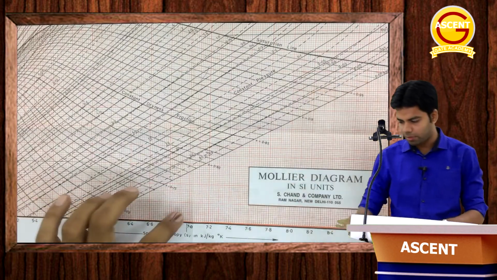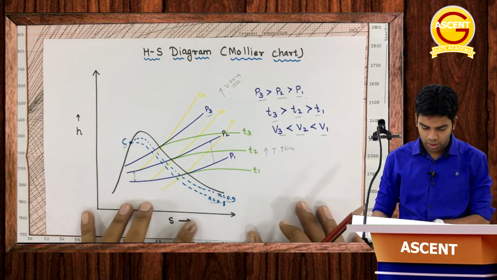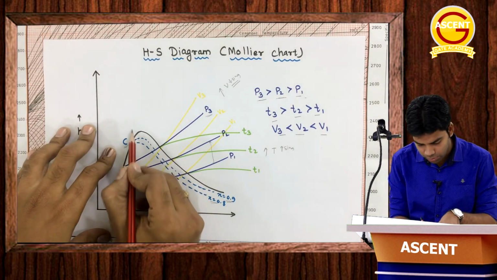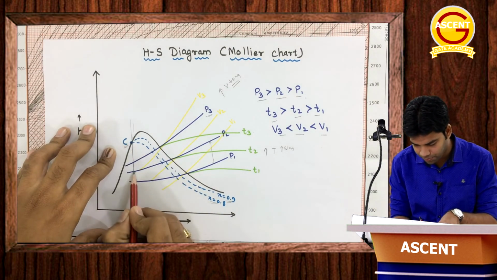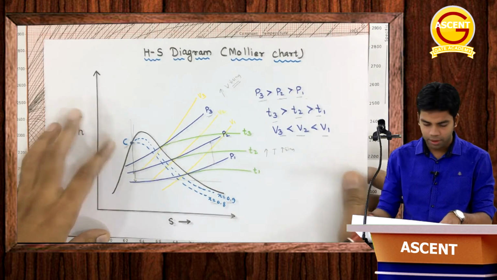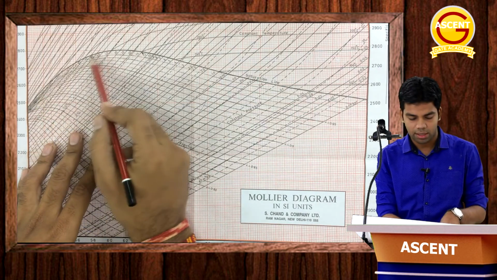This is the HS diagram that I just explained to you. Here you can see this HS diagram, and this same HS diagram has been taken from this Mollier chart, from here. You cannot even see the critical point here. So this is our saturation curve. Here you can see the dark line is the saturation curve line, this line.